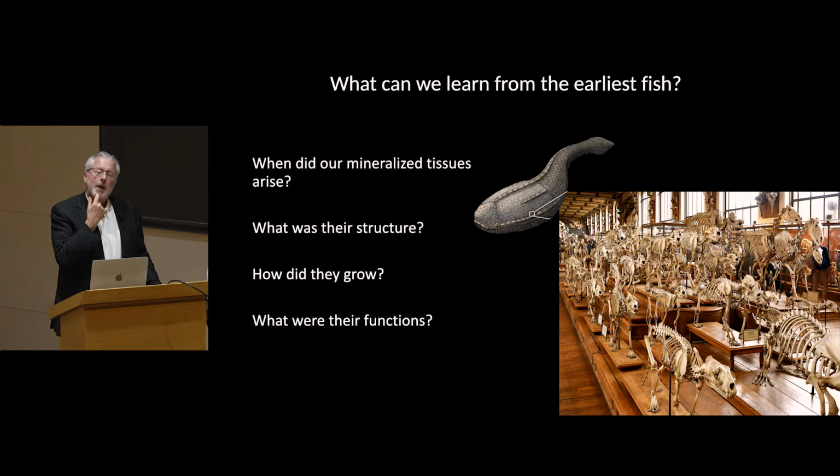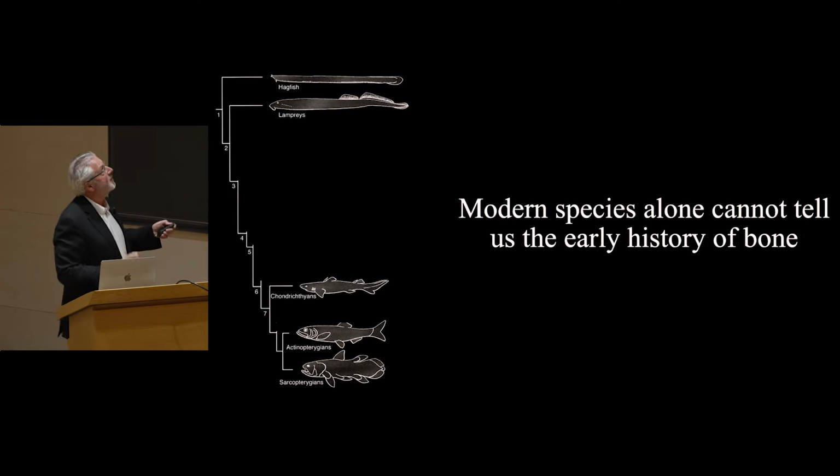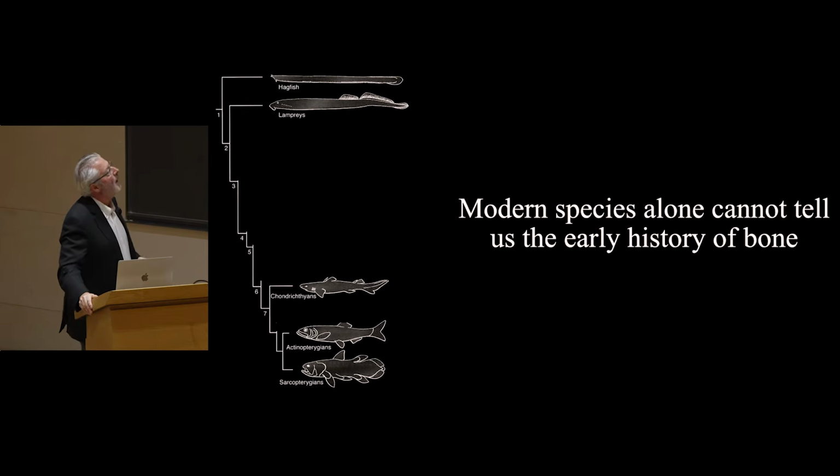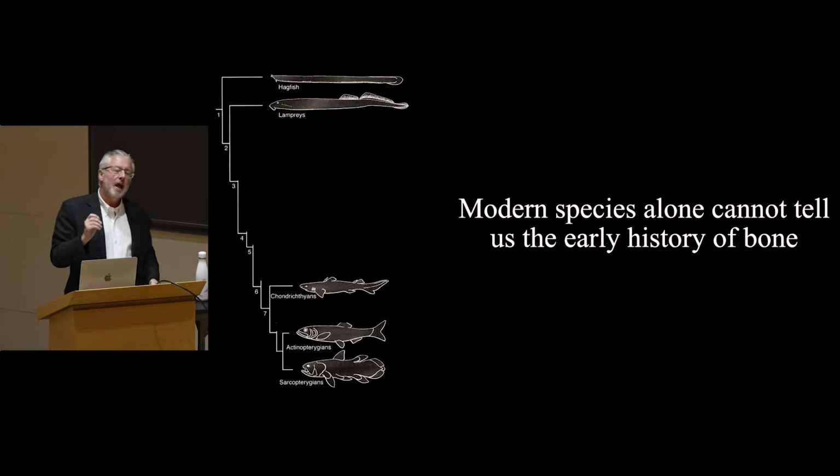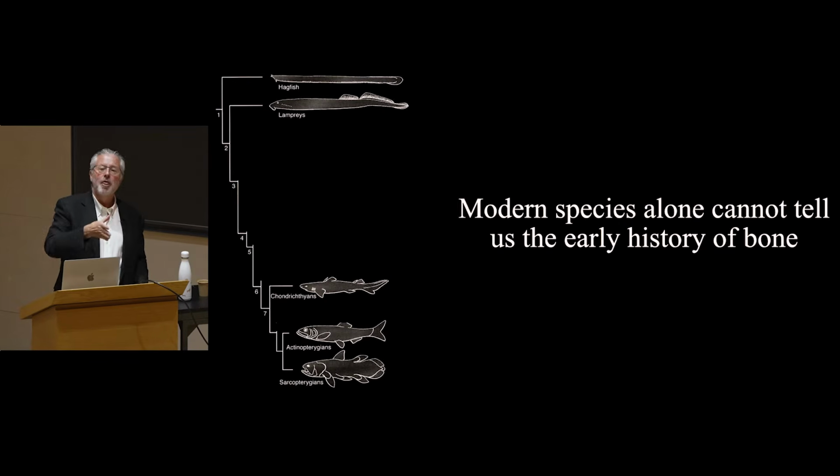Now, in these questions, when we explore the distant past, the fossil record becomes incredibly important. Let me show you. This is an evolutionary tree. It's somewhat out of date. This branch would have changed a bit, but the main point holds: if you think about modern species alone, modern lampreys or hagfish, which are our distant relatives, or modern fish, lobe-finned fish, ray-finned fish, and sharks and skates and so forth, modern species alone cannot really tell us much about the early history of bone itself.